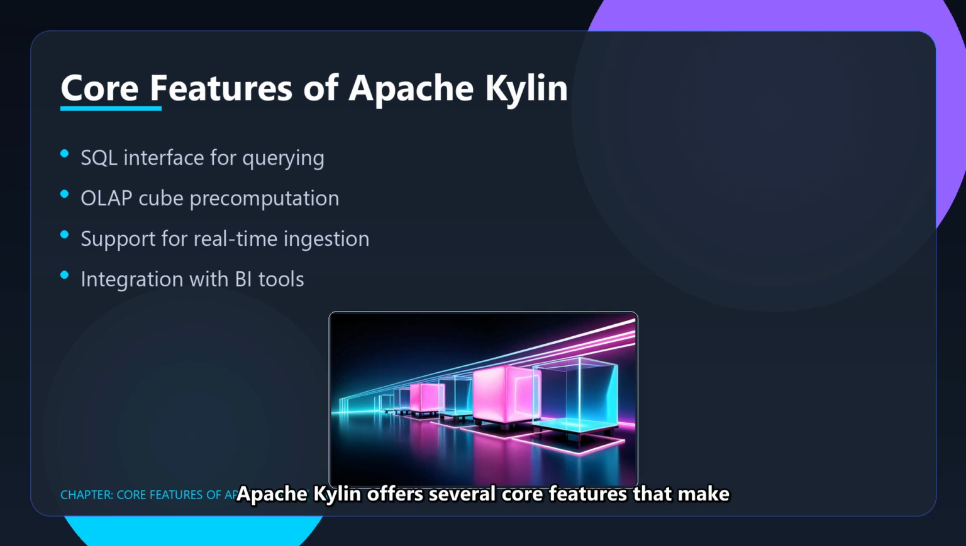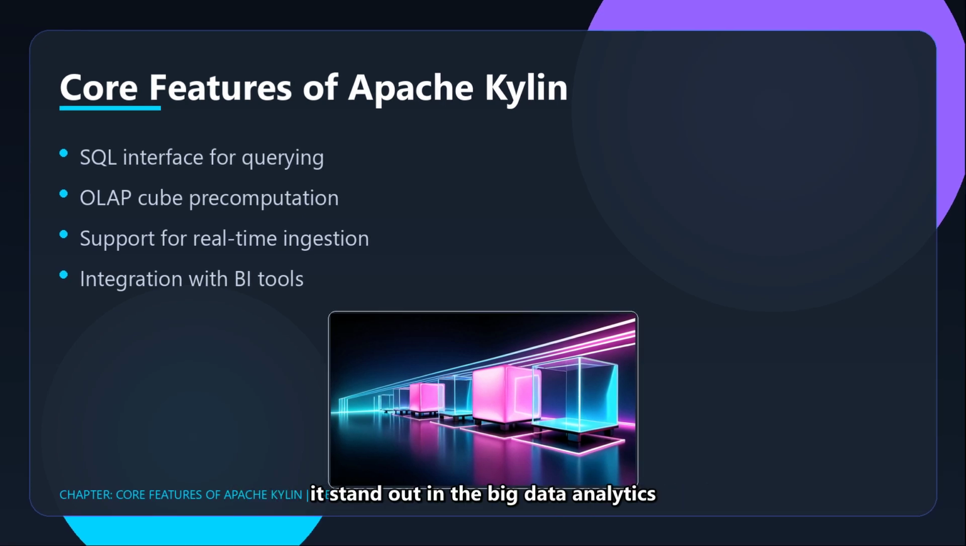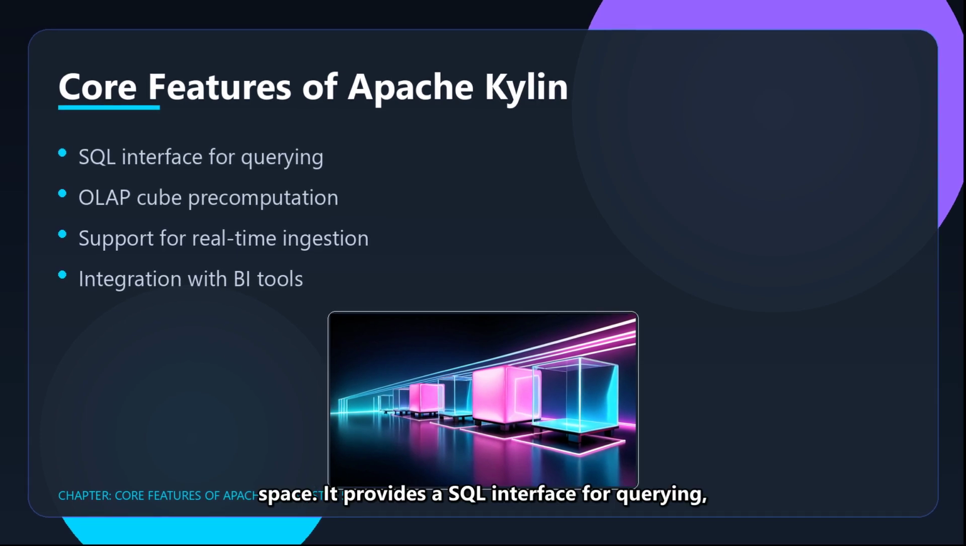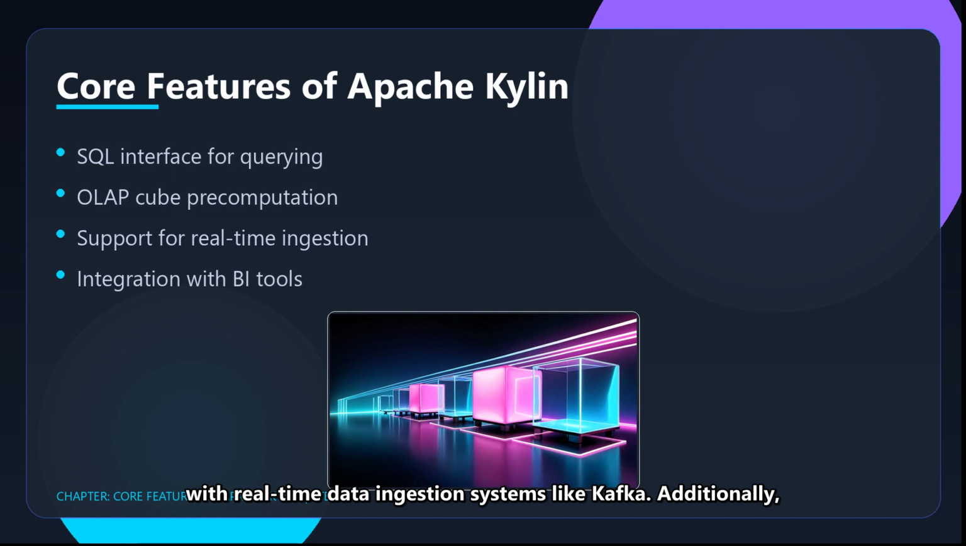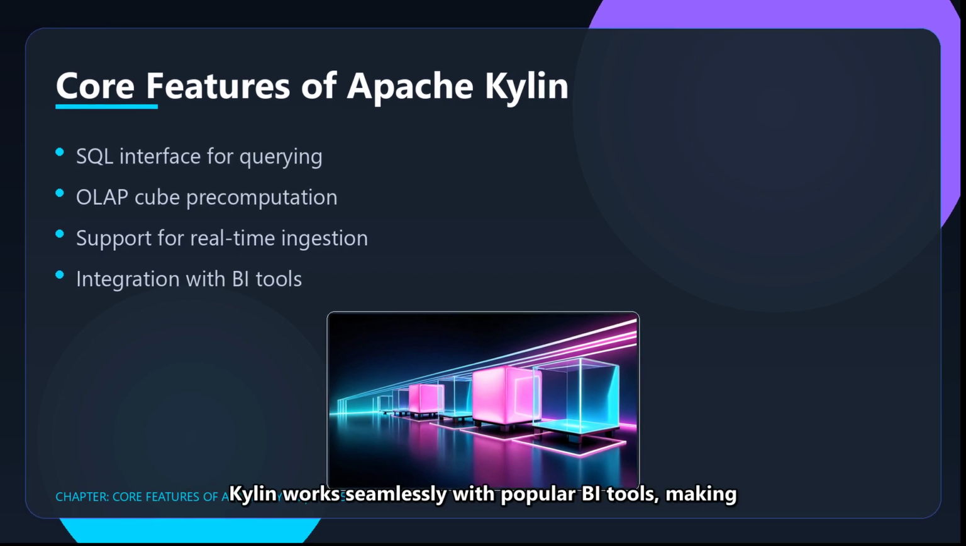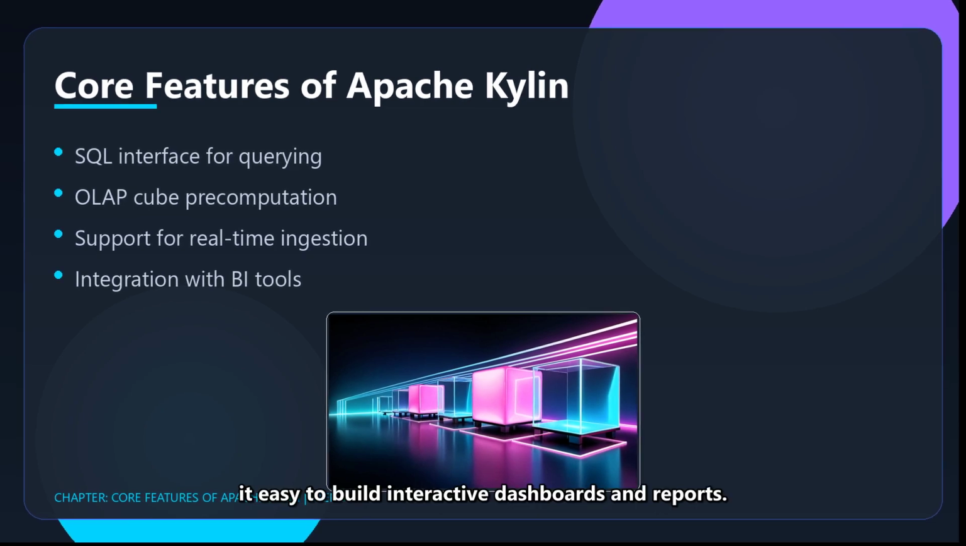Apache Kylin offers several core features that make it stand out in the big data analytics space. It provides a SQL interface for querying, supports precomputed OLAP cubes for performance, and integrates with real-time data ingestion systems like Kafka. Additionally, Kylin works seamlessly with popular BI tools, making it easy to build interactive dashboards and reports.